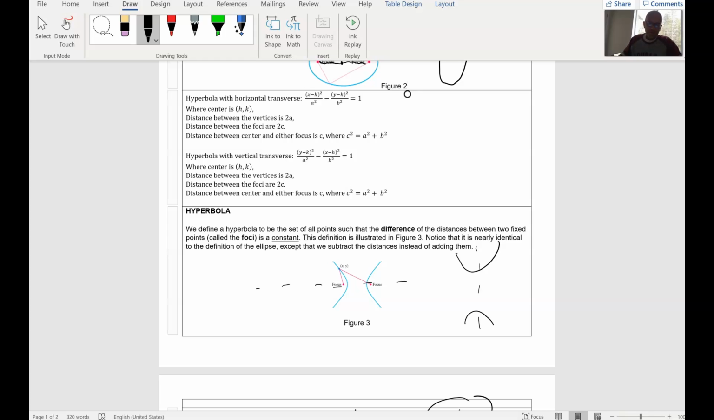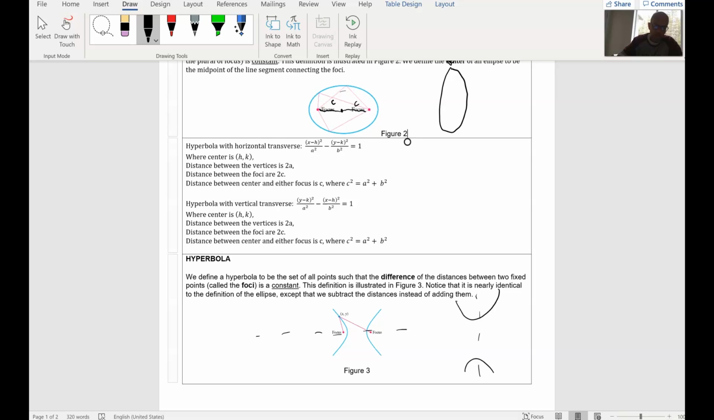And so how do you tell which is which? Well, you can see here that this is a horizontal axis because the x term is positive and the y term is negative. This one right here has a vertical axis, so this would look like that, and this would look like that. Why is this vertical? Because the term involving y is positive, and the term involving x is negative. So that's what you're looking for: which one is positive, which one's negative. But you'll see that everything else is kind of the same.